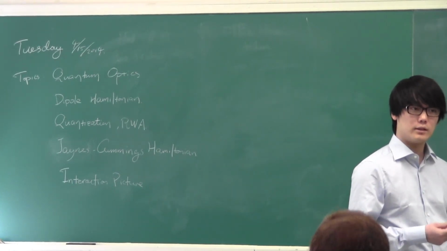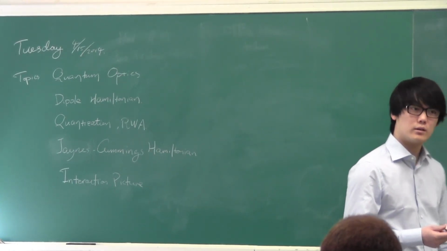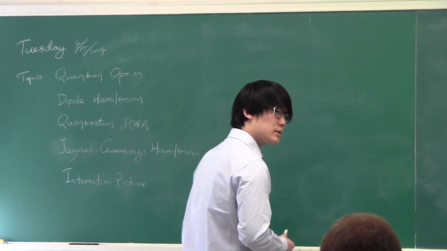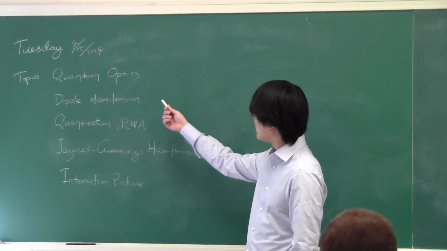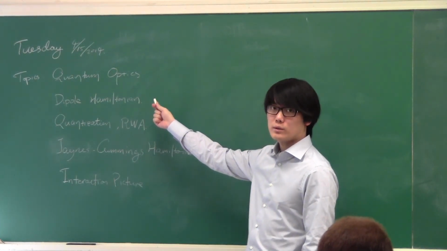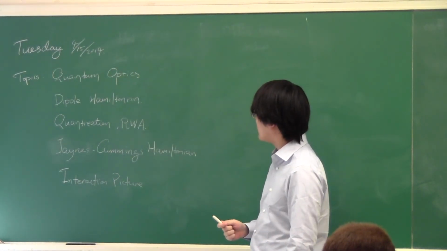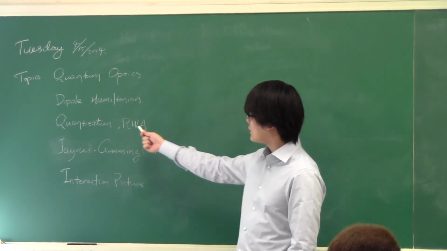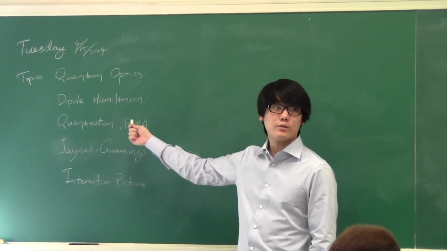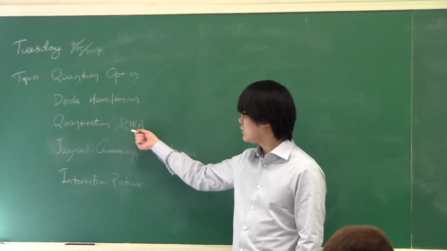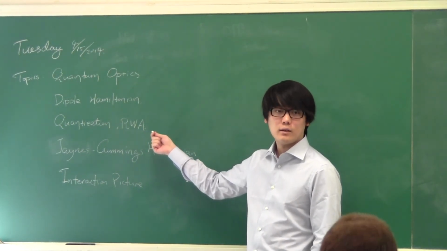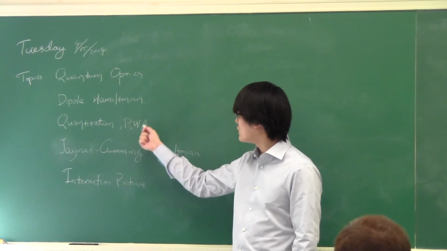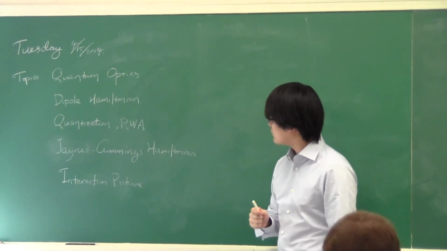And today we're going to keep talking about topics in quantum optics. In particular, we're going to finish deriving the dipole Hamiltonian under the dipole approximation that we left from last time. And then we're going to quantize this Hamiltonian by quantizing the field part and introducing the rotating wave approximation, which you've already seen, I think, before. But this time, maybe this will make more intuitive sense to you.